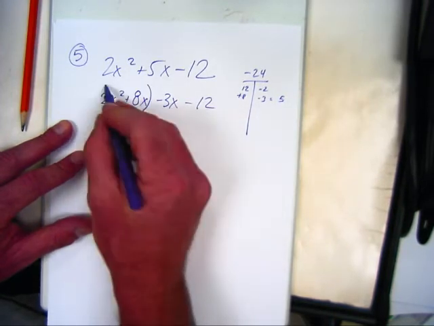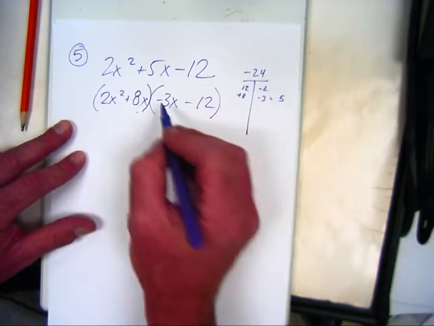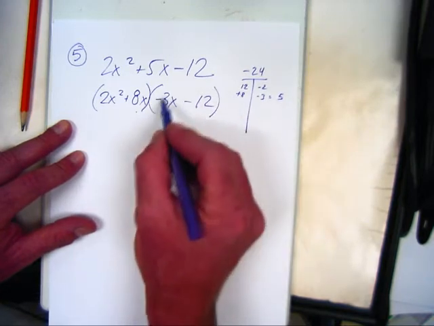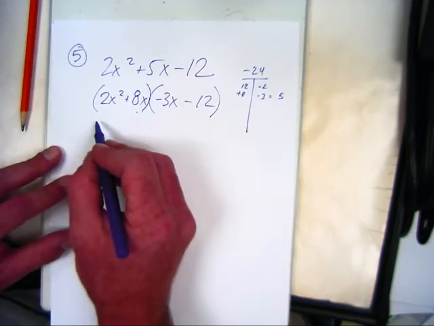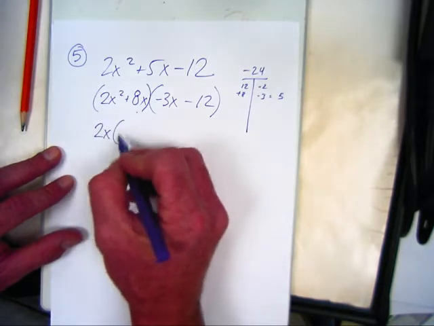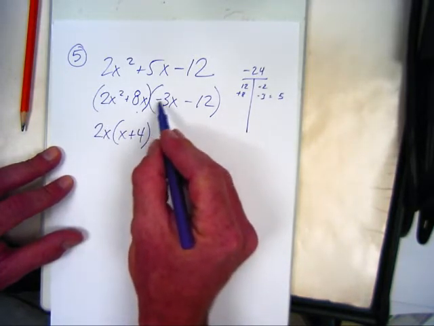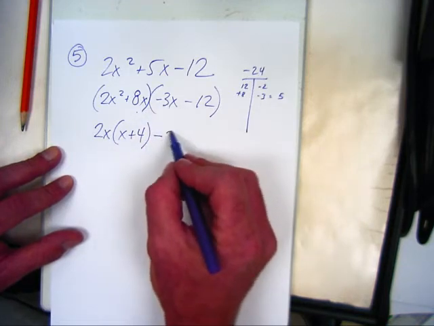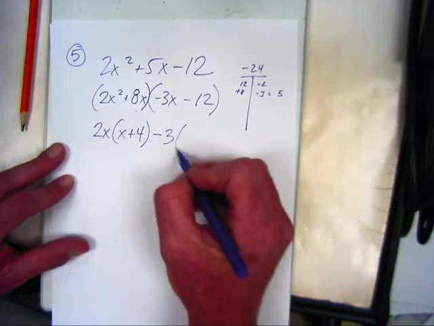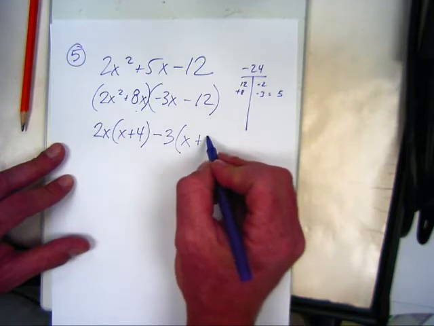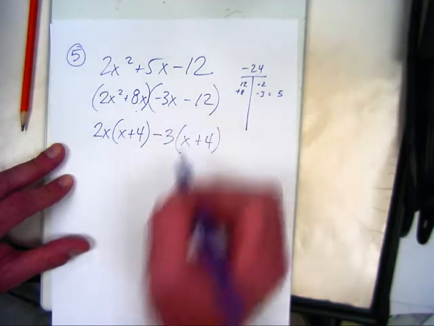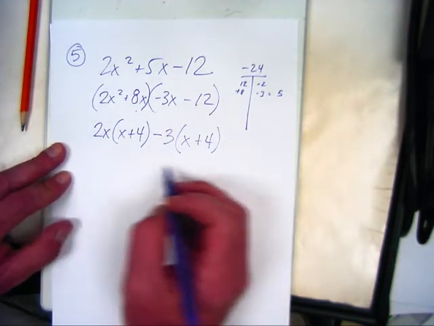I'm going to group here and here. Again, I want to include this and this sign in the back parentheses. Let's look for a GCF here. I'm going to pull out a 2x, x plus 4. Here I'm going to pull out a negative because this sign's a negative. And then I'm going to pull out a 3 because that's the GCF. Then it's going to be x plus 4 here because I'm going to change that sign. I always change signs when I factor out a negative.